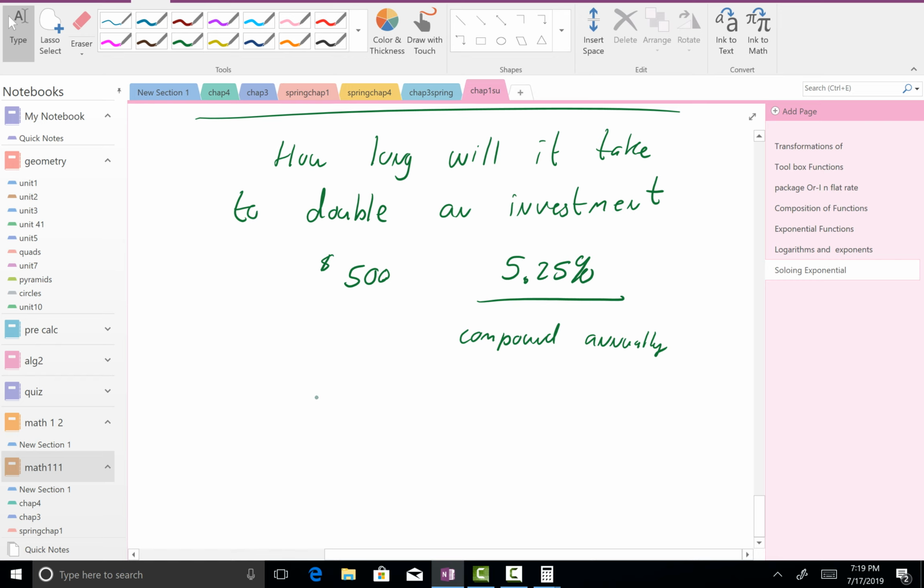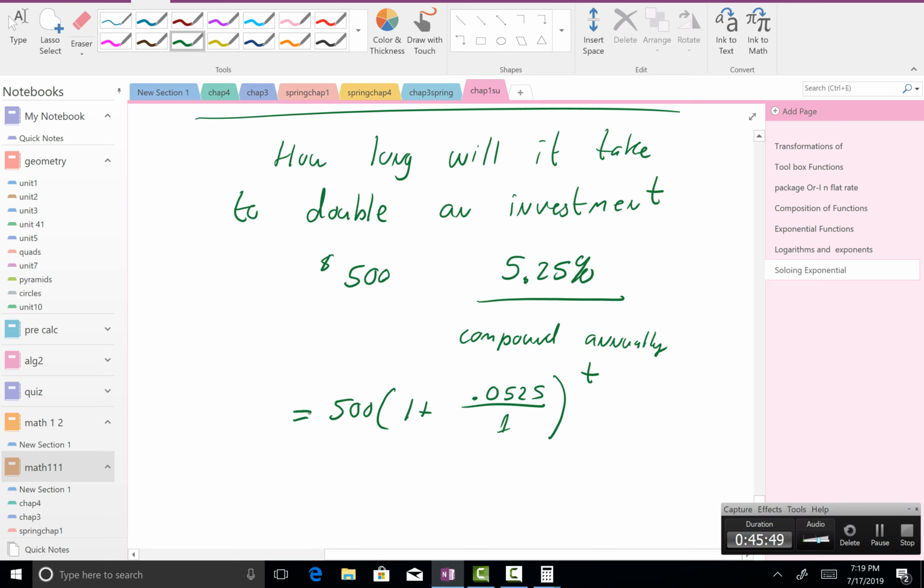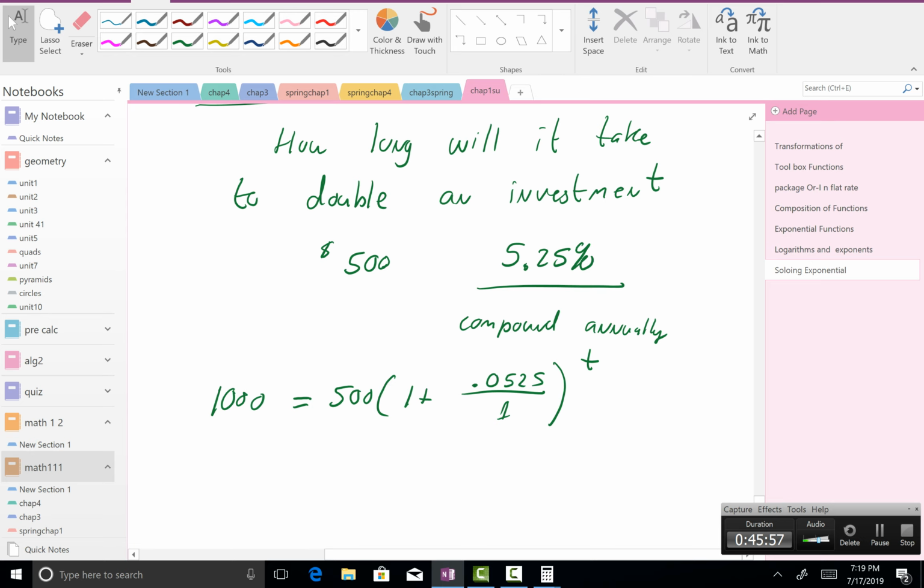Okay, so we're going to use this formula. And let's see, this is going to be 1. The question is we don't know what t is, right? But we do know that since we want to double it, that's got to be 1,000. So we don't know what t is. We want to know how long it takes to double it. It's just going to be compounded once a year. That's it. So let's try this out.